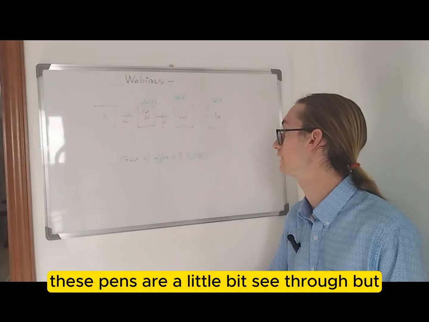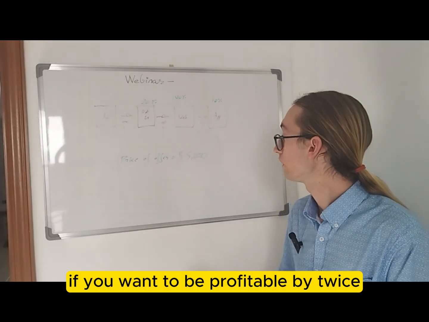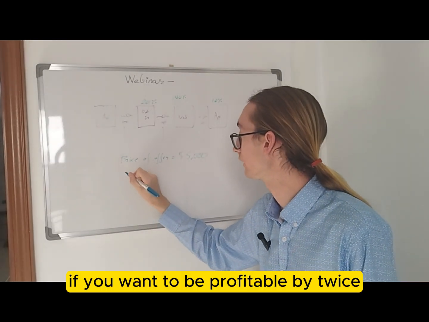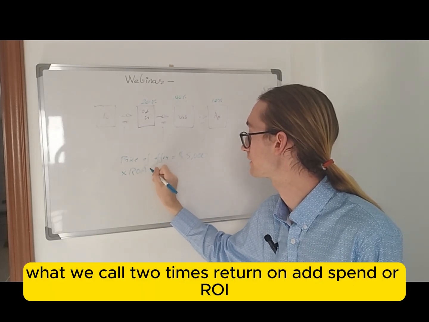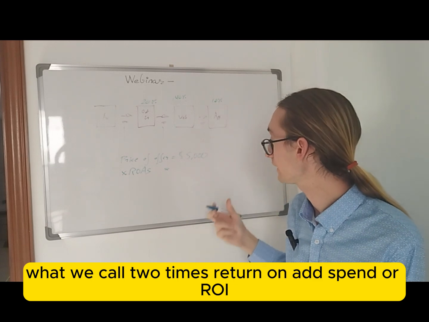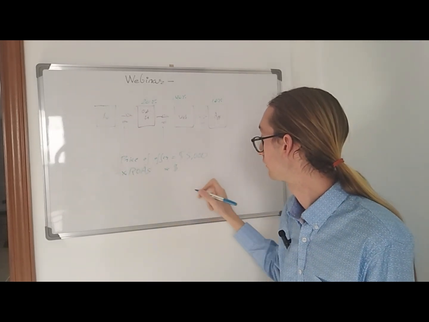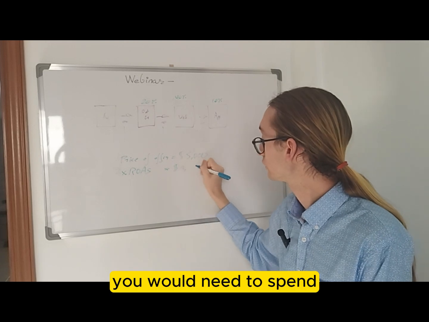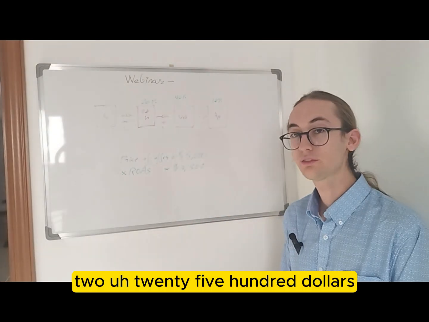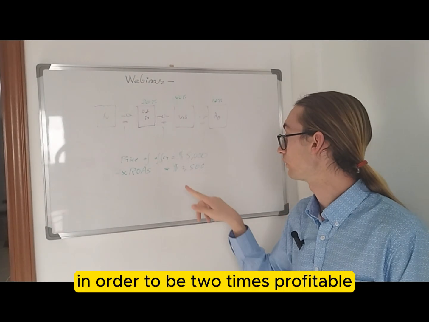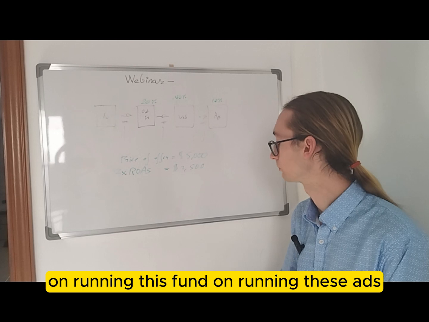If you want to be profitable by twice, what we call 2 times return on ad spend, or ROI, to get one client, you would need to spend $2,500 in order to be 2 times profitable on running this funnel, on running these ads.